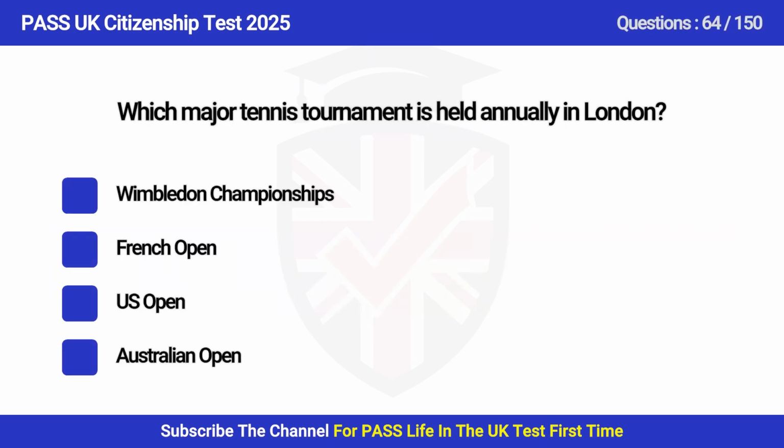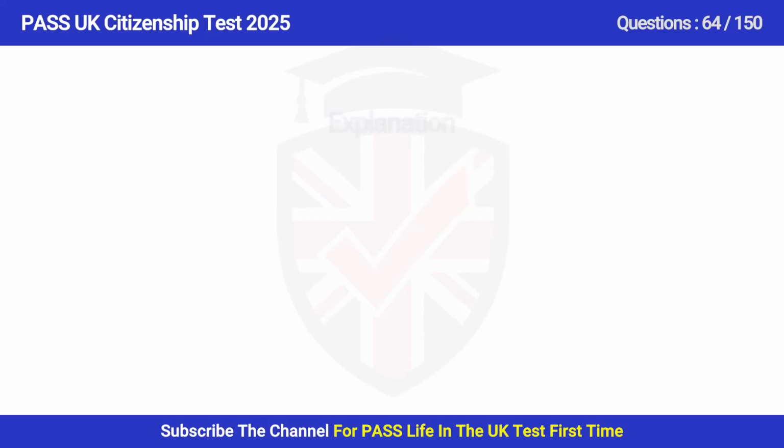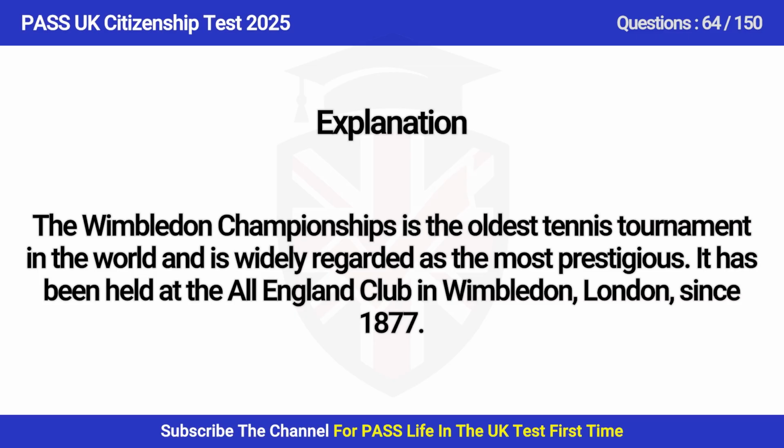Question 64. Which major tennis tournament is held annually in London? A. Wimbledon Championships, B. French Open, C. US Open, D. Australian Open. Answer is A. Wimbledon Championships. The Wimbledon Championships is the oldest tennis tournament in the world and is widely regarded as the most prestigious. It has been held at the All England Club in Wimbledon, London, since 1877.